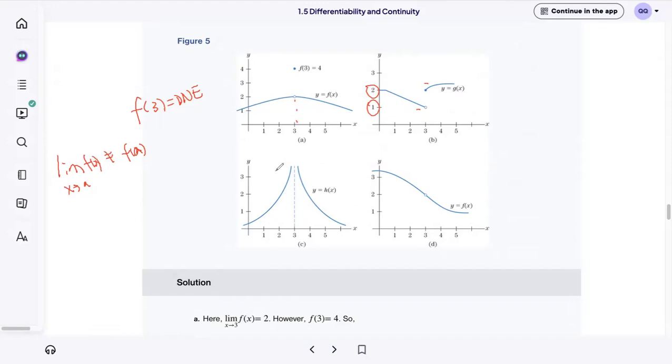Well, this one, from the left-hand side of 3 goes to positive infinity. From the right-hand side also goes to positive infinity. But infinity is a concept. It's not a number. If a limit exists, it's a real number. So the limit also does not exist. The function is not continuous. This one is the same as the first one. All right, so those two are in the same situation.